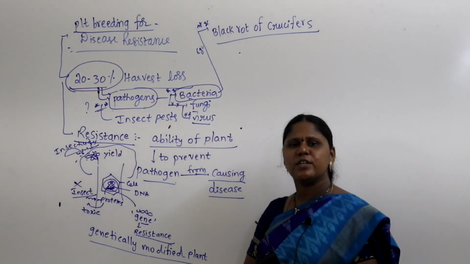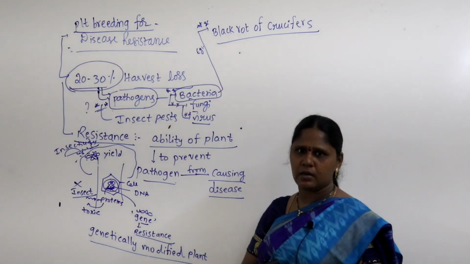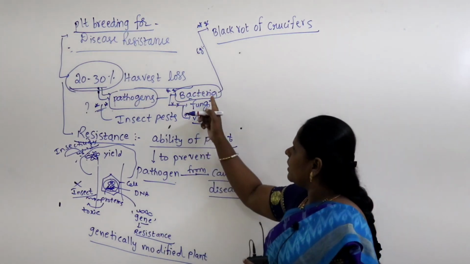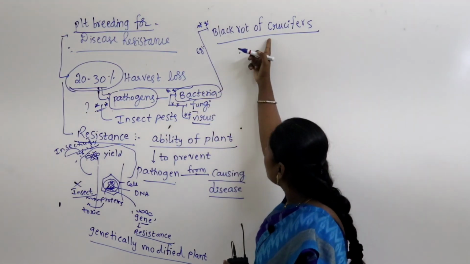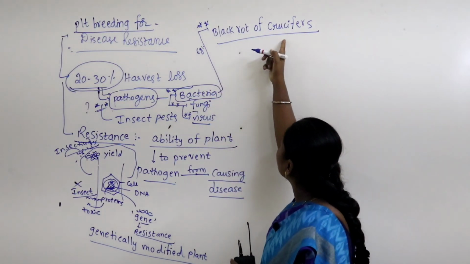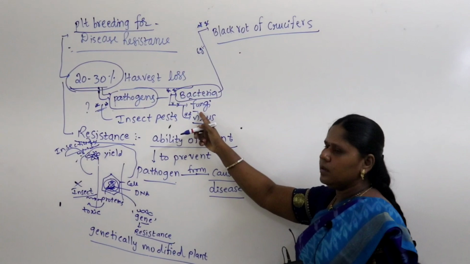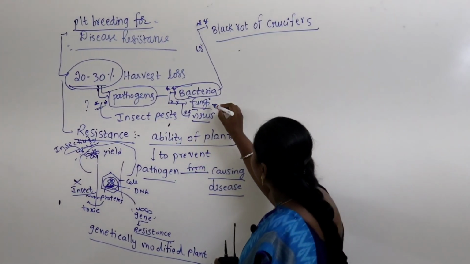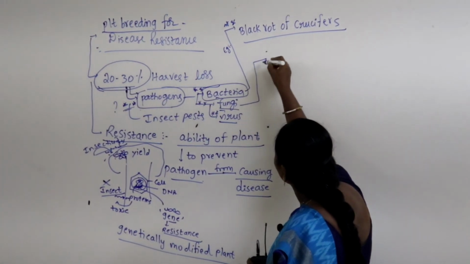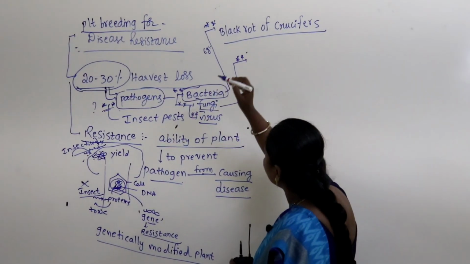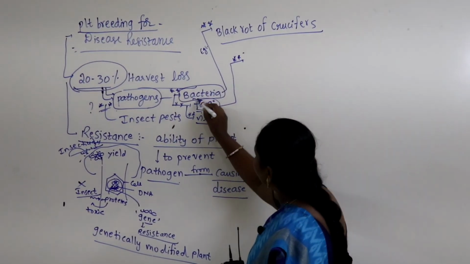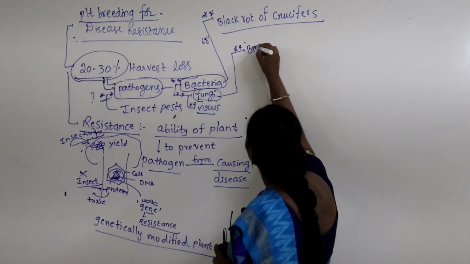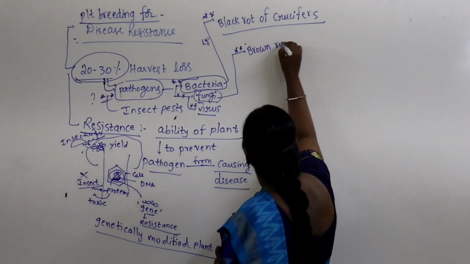There are so many diseases caused by bacteria, but here we are discussing only one example. Most commonly bacteria cause the disease called black rot of cruciferous. Similarly, I am giving examples for fungi, because plants also get affected most commonly by fungi. So I am writing examples for fungi. Here we can say brown rust of wheat.